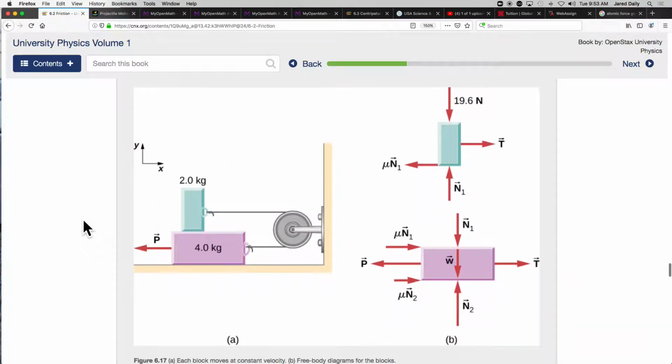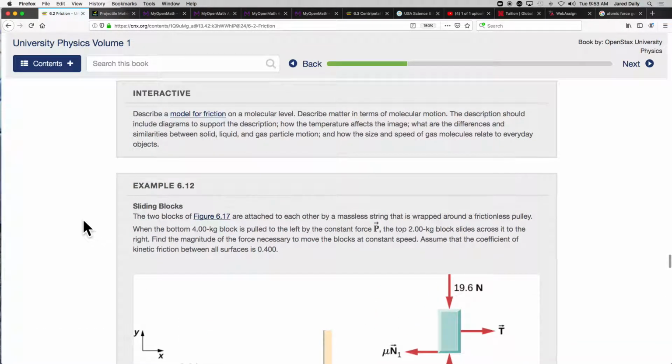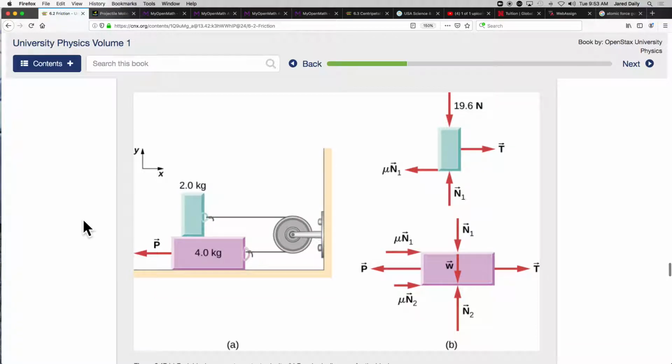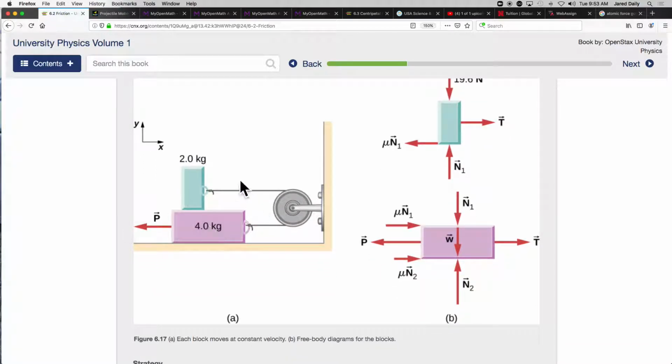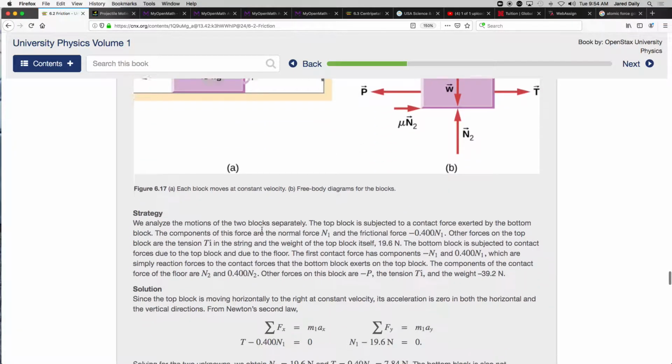So, the atomic force microscope. This one's a fun problem. On this one, you have two blocks sitting on top of each other, sitting on the ground. So you have friction between the floor and the first block, friction between these two blocks, right? And then you have a tension between the two.